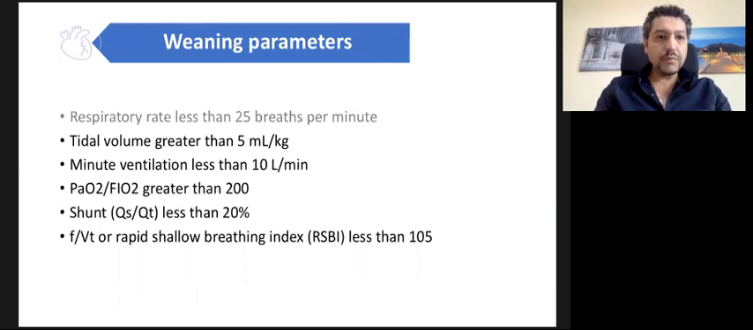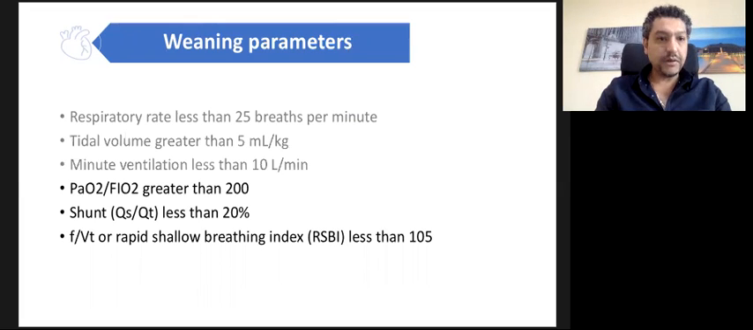Then we will talk about weaning parameters in detail. This is just like headlines for the weaning parameters. It's very simple. For example, the respiratory rate should be less than 25 breaths per minute, and we're talking about the spontaneous respiratory rate. Tidal volume greater than 5 ml per kg.